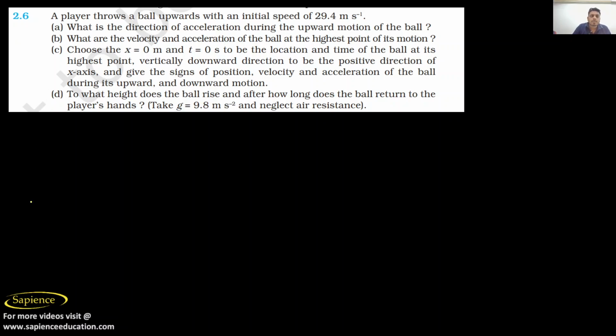Okay. So question number 2.6. A player throws a ball upward with an initial speed of 29.4 meter per second. What is the direction of acceleration during the upward motion of the ball? So let us consider a ball is thrown in the upward direction with the initial speed of 29.4 meter per second.